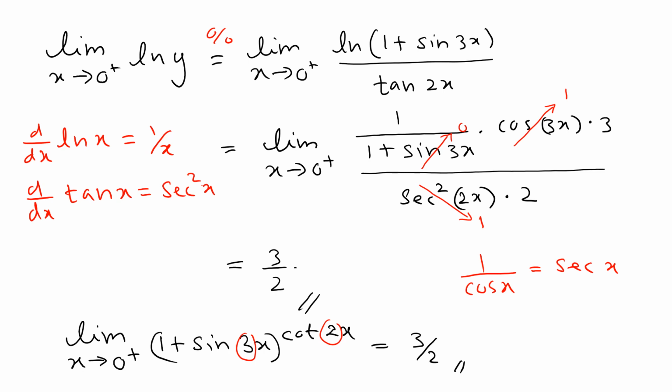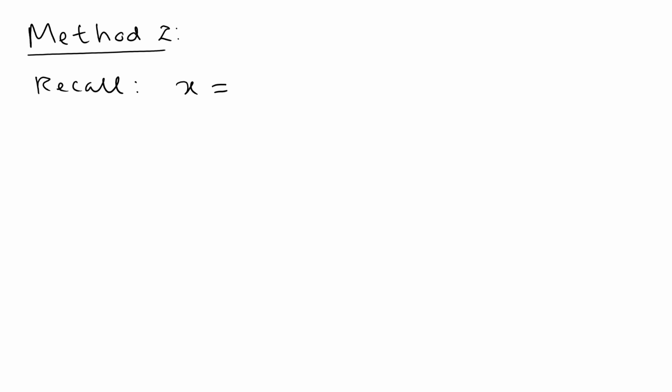The second method. In method 2, the major result is this one. We're going to recall this important result again: any number x can be written as e to the ln x. The only assumption is x has to be positive. If x is positive, we can use this. So that's the major result for the second method.